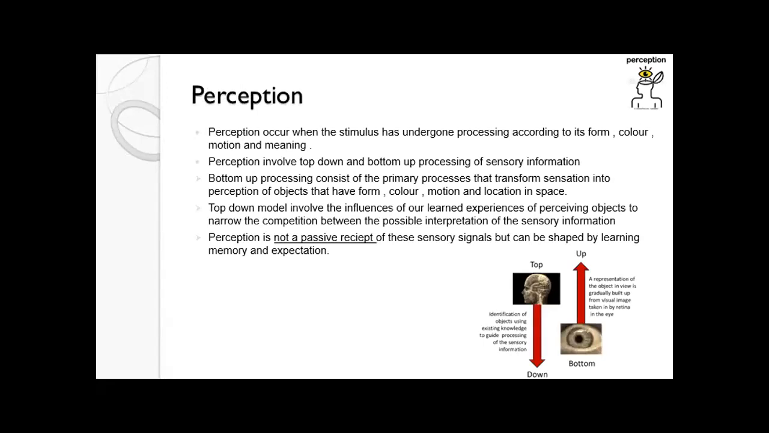Perception. Perception occurs when a stimulus has undergone processing according to its form, color, motion, and meaning. Perception involves top-down and bottom-up processing of sensory information. Bottom-up processing consists of the primary process that transforms sensation into perception of the object that has form, color, motion, and location in space. And the top-down model involves influences of our learned experiences about the object to narrow the competition between the possible interpretations and the sensory information. Perception is not a passive receipt of these sensory signals, but can be shaped by learning, memory, and expectations.